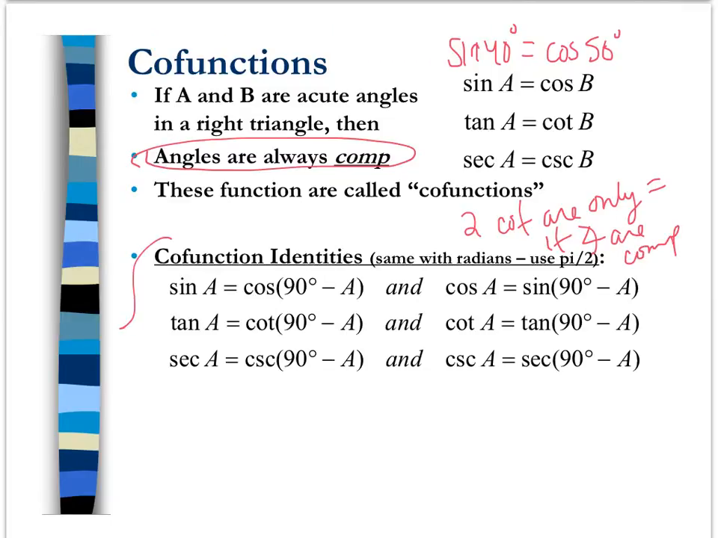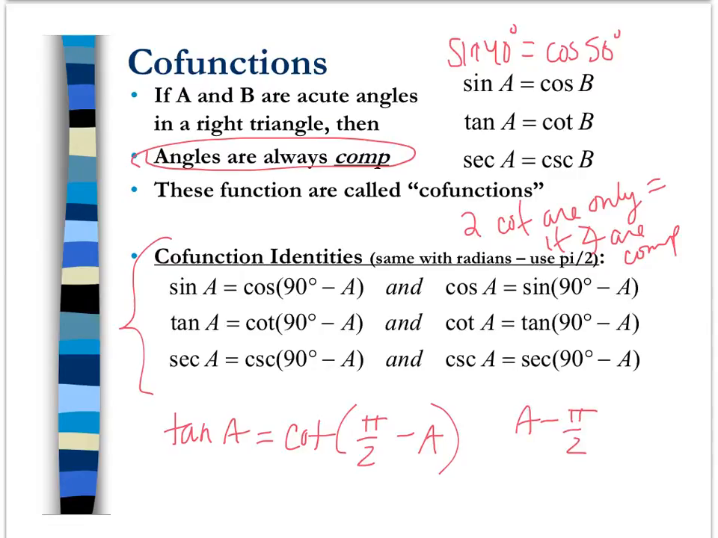What you see down here are the cofunction identities. Each pair has two different formats, one in terms of sine, the other in terms of cosine, for example. And these are also true for radians. If I were to write tangent of A equals cotangent of pi halves minus A, that's how I would write this in terms of radians. Remember that the angle has to come first. If it were written as A minus pi halves, then the angles would not add to equal 90, so that is incorrect.